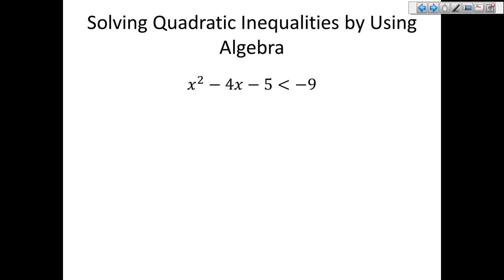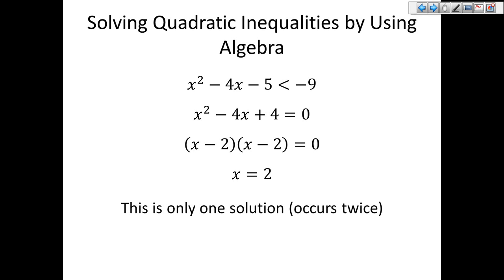Alright, so let's try this one. We haven't seen the graph for this one. We haven't done this before, so let's go through our steps. Our first step, we're going to change it to a quadratic equation in standard form. So I add that 9 over, I set it equal to 0. I factor this out, and I get one number, x equals 2. Now that means that there's only 2 regions to check: the numbers before 2 and the numbers after 2.